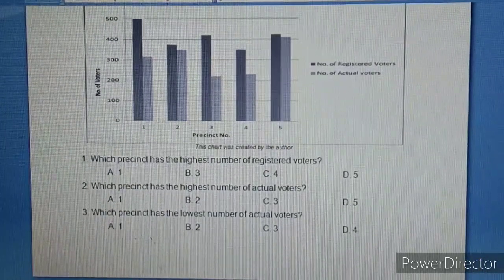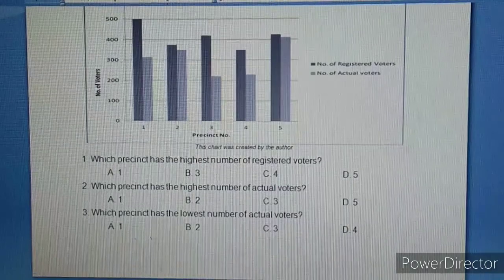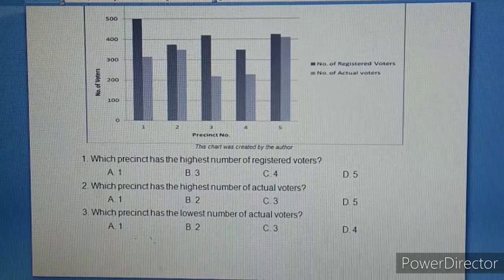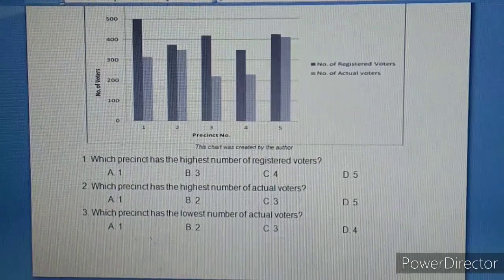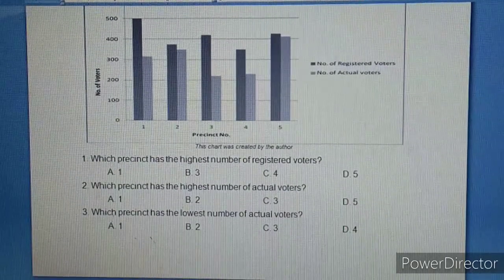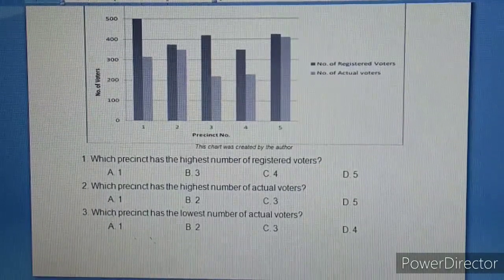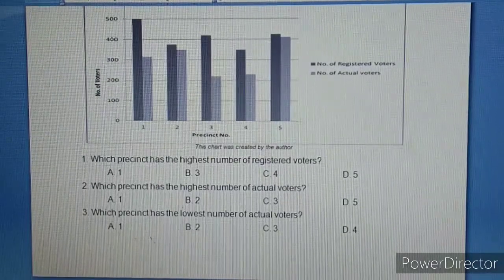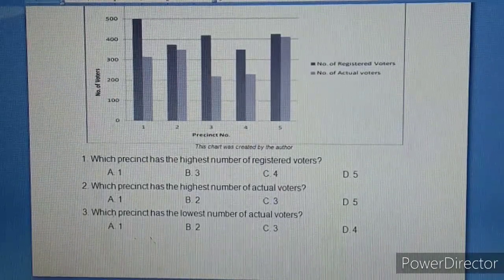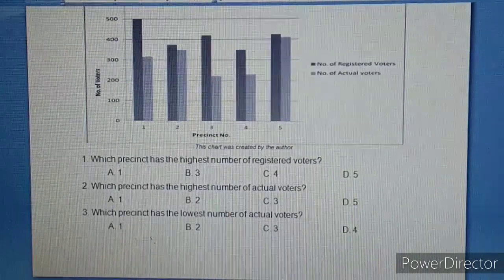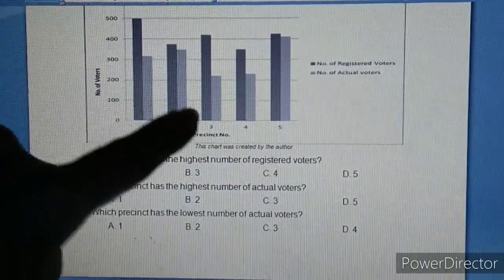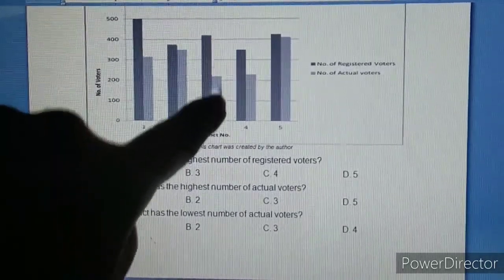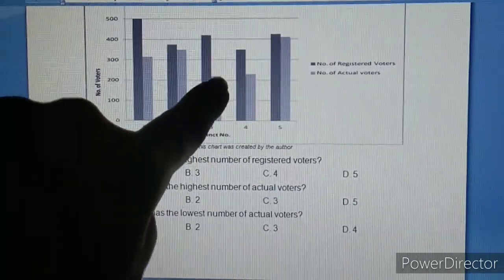Let's proceed to number 3. Which precinct has the lowest number of actual voters? Is it A. 1, B. 2, C. 3, or D. 4? The correct answer for number 3 is letter C, which is number 3. So this one has the lowest number of actual voters, the light gray one.